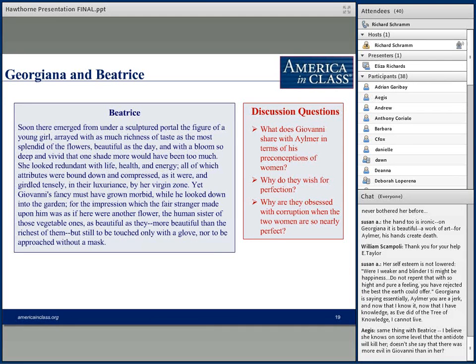Same thing with Beatrice, referring to the previous comment. I believe she knows on some level that the antidote will kill her. Doesn't she say that there was more evil in Giovanni than her? Yes, she does. Yeah, we're jumping ahead, but that's great.